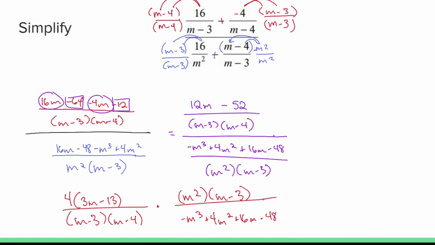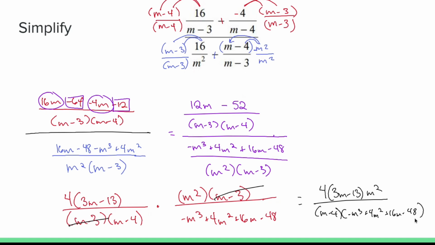Since I'm multiplying fractions, I can cross out the m minus 3's. And that's going to leave me with 4 times parentheses 3m minus 13 times m squared, all over, well, I'm not going to multiply it out, m minus 4 times negative m cubed plus 4m squared plus 16m minus 48. So I'm going to leave it like that. Boy, is that not pretty at all. But that is an answer. If you wanted to, you can FOIL this out on the bottom and make it look a little bit prettier. But you know what? After all of this, I think we can be okay with that.